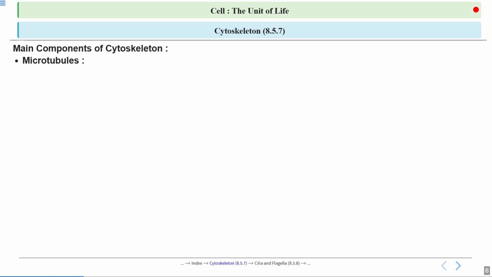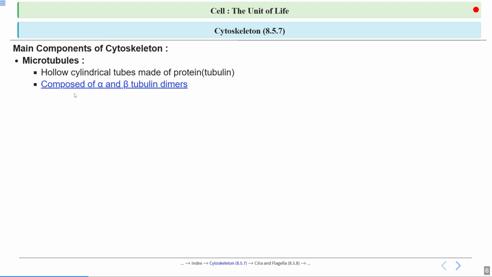Okay, let's talk about the main components of the cytoskeleton. We'll be talking about the microtubule first. So microtubules, as I have said, are made up of a protein known as tubulin. They are hollow cylindrical tubes made up of protein, composed of alpha and beta tubulin dimers. There are two kinds of tubulin, alpha and beta tubulin, joined together to form dimers.